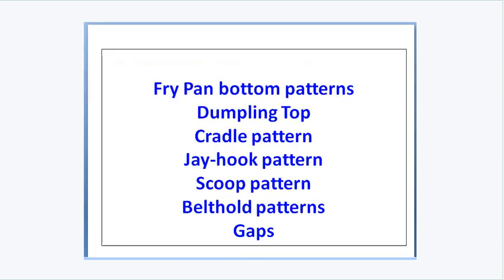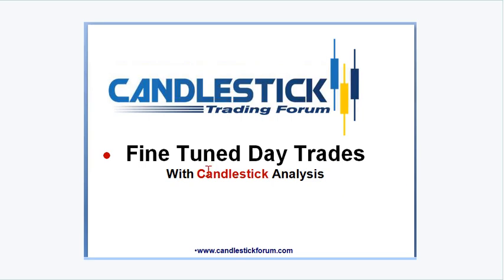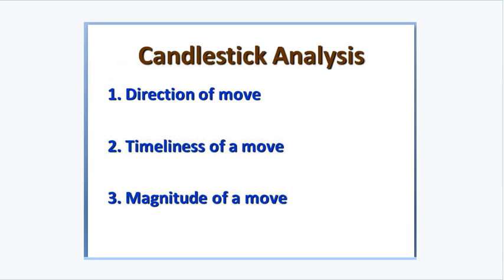We have patterns that we can recognize: the fry pan bottoms, the dumpling tops, cradle, J-hook, scoop, belt hold, and the gaps. So with that, we're able to fine tune whatever timing or trading you want to do, whether it's swing trading, or you can even fine tune your day trading. And the reason for that is there's three elements in candlestick analysis that put us at a huge advantage over other technical trading strategies. One, we've got a high probability of identifying the direction of a price move.